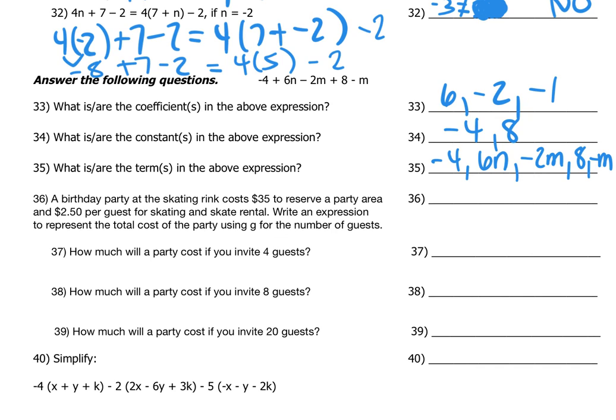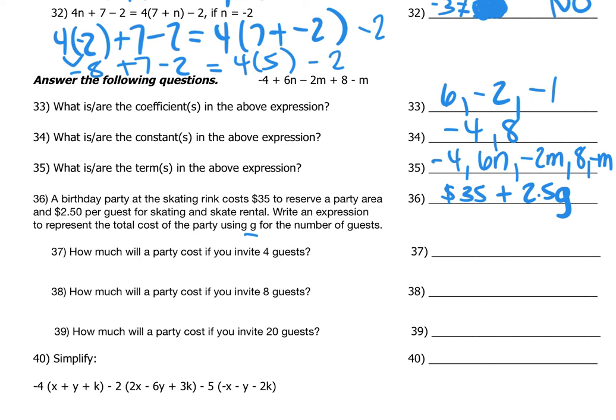Number 36, a birthday party is at the skating rink, costs $35 to reserve the party area and $2.50 per guest for skating. Write an expression to represent the cost of the party using G for guests. So you'll pay $35 plus $2.50 times the number of guests. So that would be our expression.